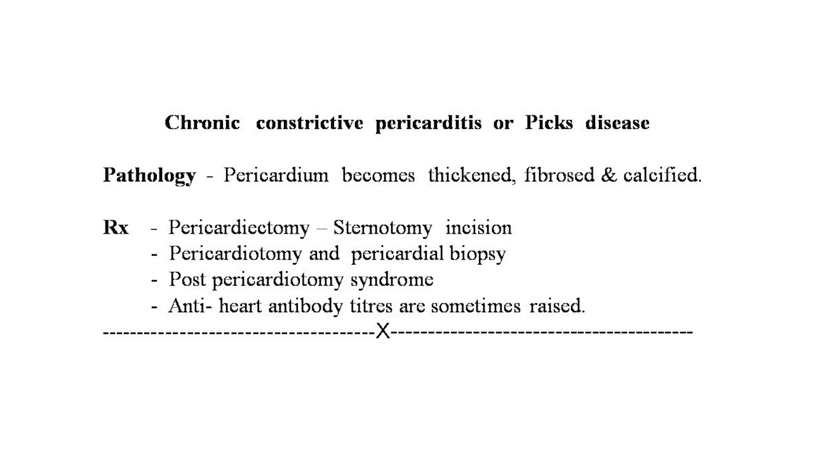Pathology: the pericardium becomes thickened, fibrous, and calcified. Treatment is pericardiectomy. A sternotomy incision should be made, and pericardiotomy and pericardial biopsy should be done. In post-pericardiotomy syndrome, anti-heart antibody titers are sometimes raised.